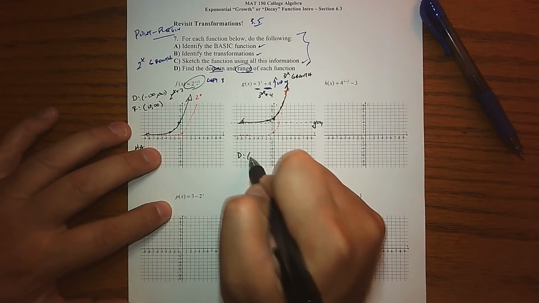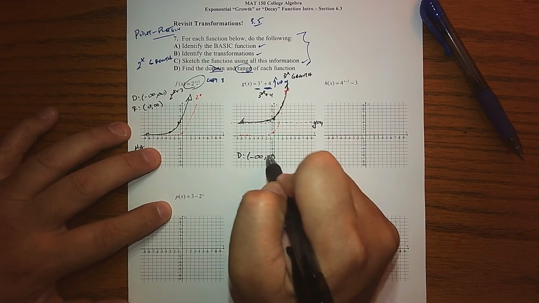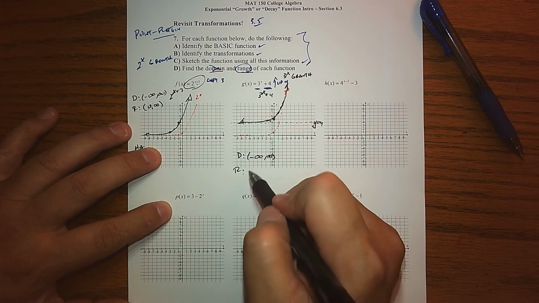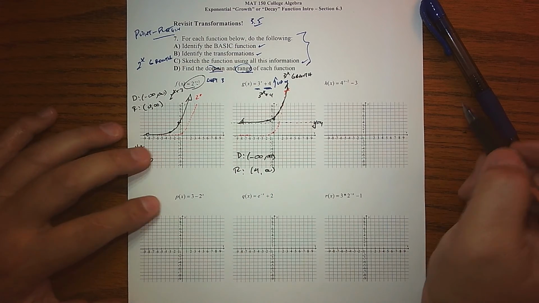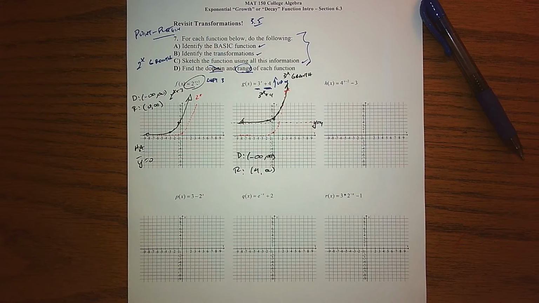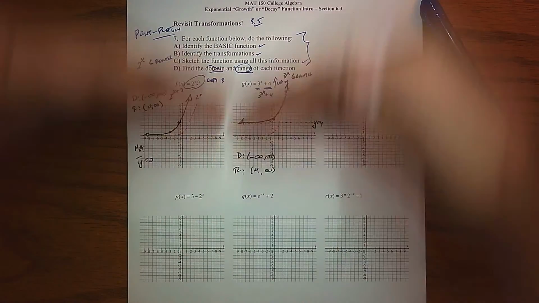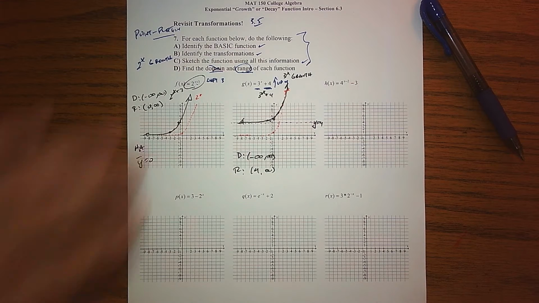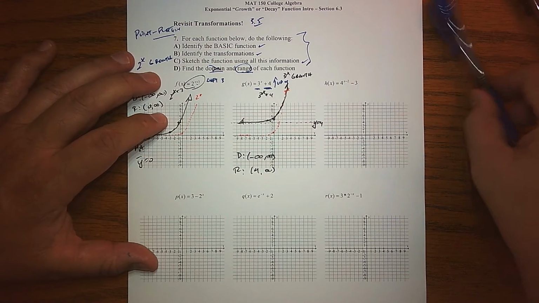Domain has not changed. It's still negative infinity to infinity, but the range has definitely changed. The minimum value now is 4 and up to infinity. So there was definitely a change in our range values because the whole graph, including the horizontal asymptote, will shift up with it. So there's basically that graph. And again, you can bust out a calculator and check for yourself that we're right. I'm trusting our math.